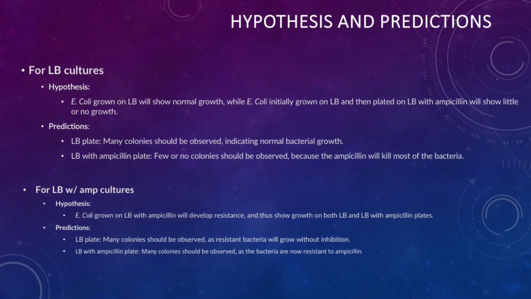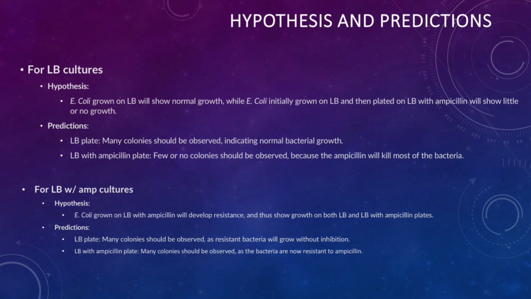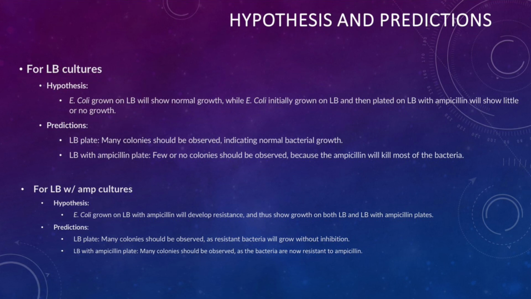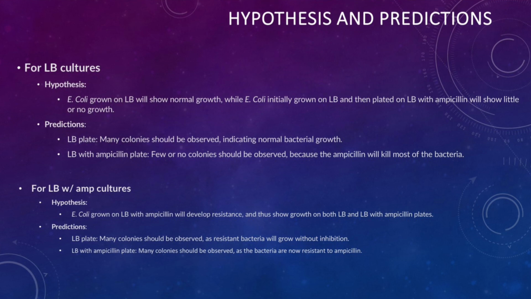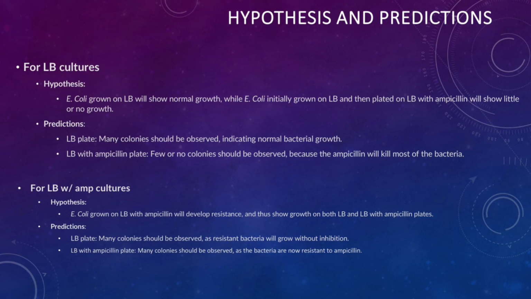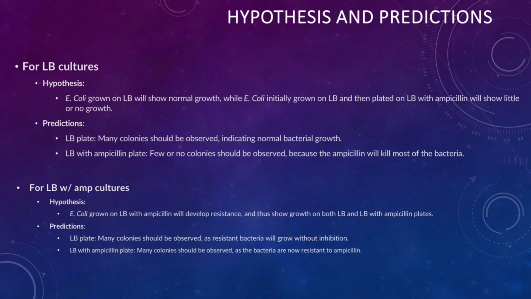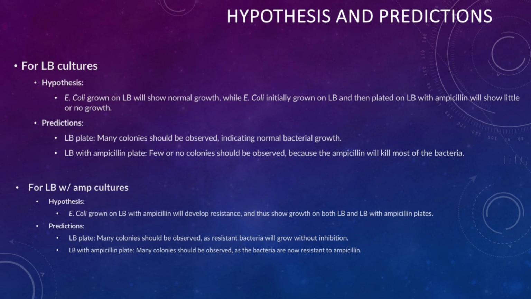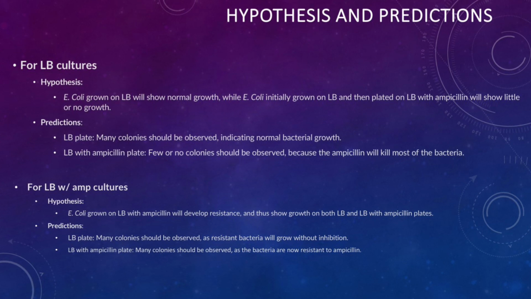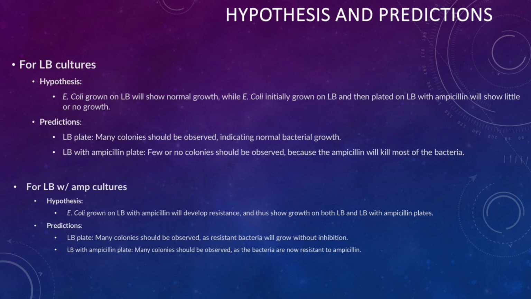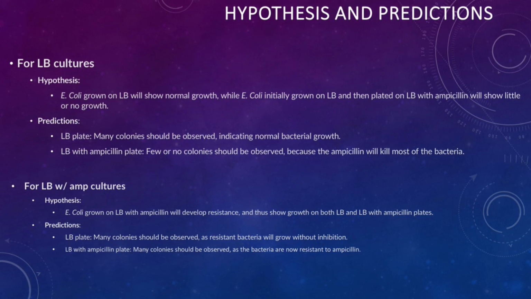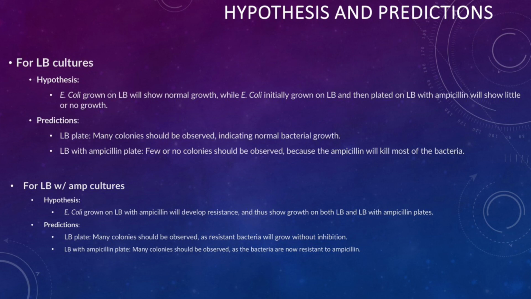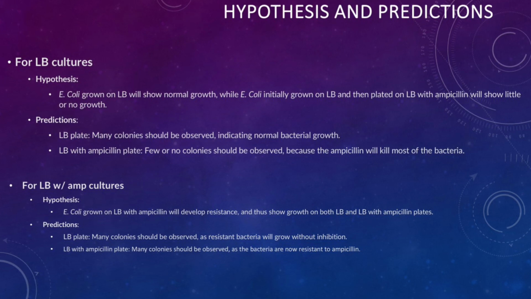These are our hypotheses and predictions. For LB cultures, our hypothesis was that E. coli grown on LB will show normal growth, while E. coli initially grown on LB and then plated on LB with ampicillin will show little or no growth. The predictions for this are that the LB plate will have many colonies, indicating normal bacterial growth, and our LB plate with ampicillin will have few or no colonies because the ampicillin will kill most of the bacteria.